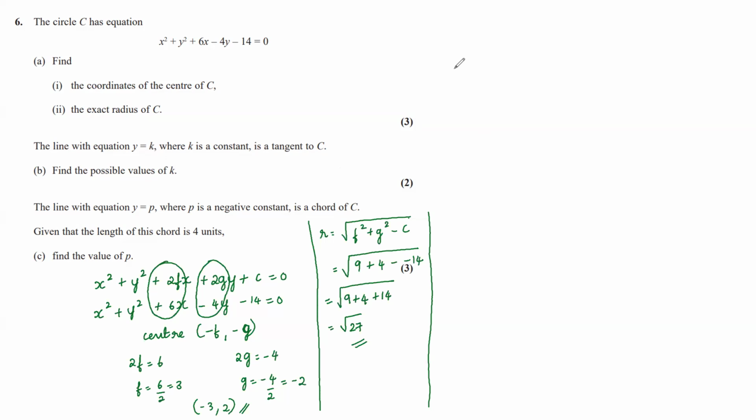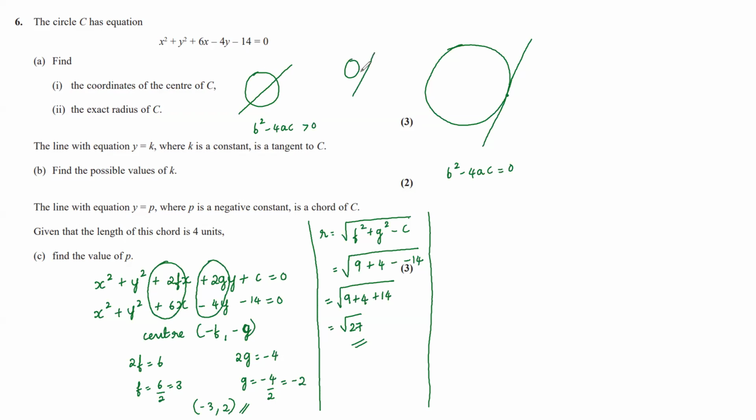So suppose we have a circle, and then we have a tangent. Now we know the condition b squared minus 4ac is equal to 0. If we have a circle and the line cuts the circle at two different points, then the condition will be b squared minus 4ac is greater than 0. If the line does not touch or cut the circle, then the discriminant b squared minus 4ac is less than 0.